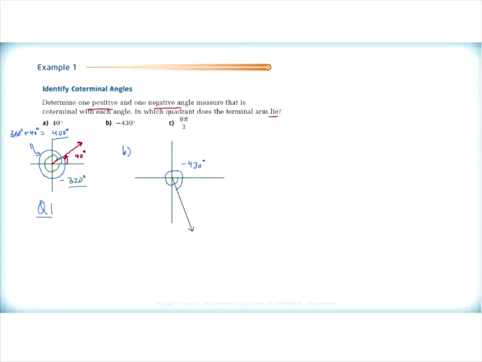Now, I'm looking for two angles that are coterminal with that angle, one positive and one negative. A positive angle that's coterminal with that angle would be this one.